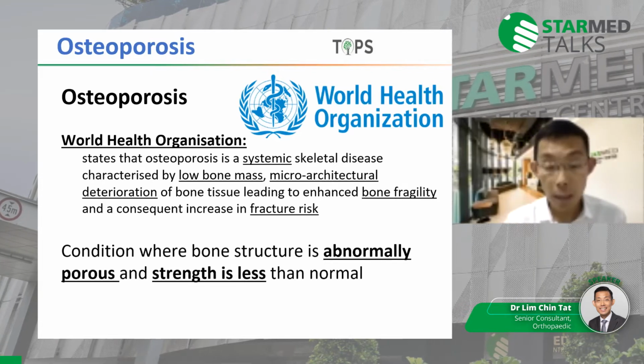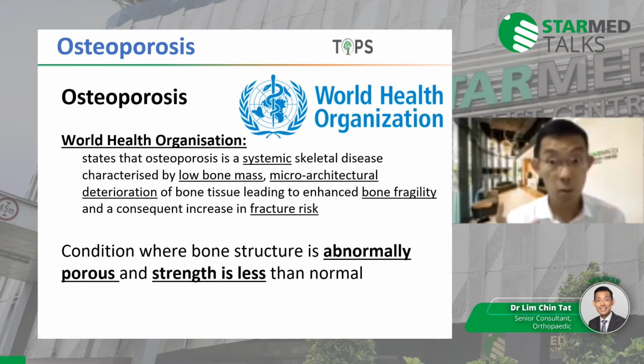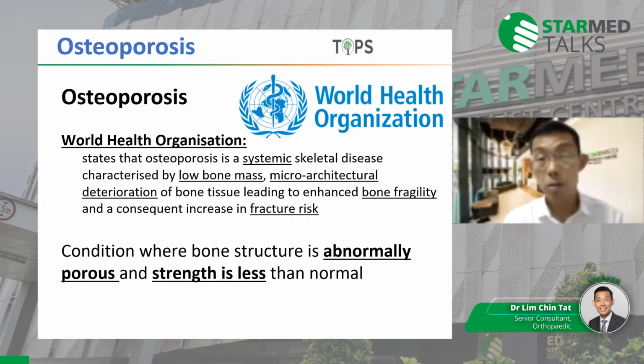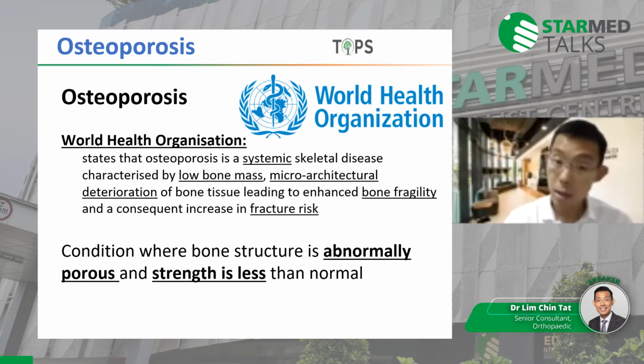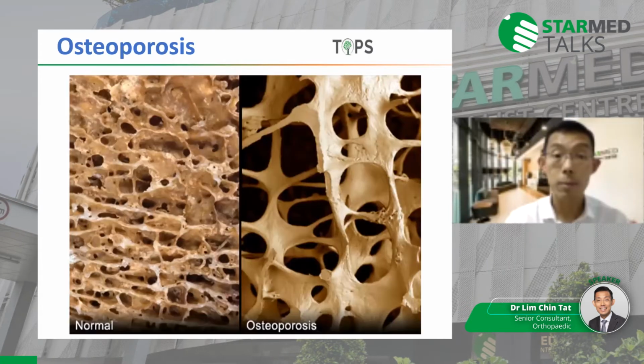Where it's normally porous. That means there's a lot of holes. I will show you a picture and you will understand. Because of the holes, the bone is less strong than normal. Okay, so this is the one.